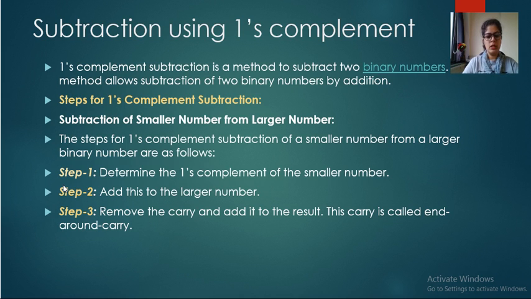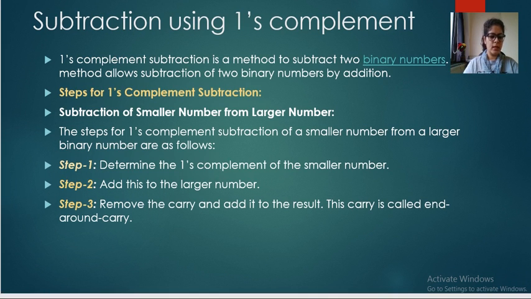Now step number 3 is, if there is a carry, there are chances that it can generate a carry at the most significant bit. So if there is a carry, remove the carry and add it to the result. If we get a carry, we have to remove the carry and add that carry to the least significant bit. Now I will show you with an example because it will be clearer to you with an example. So first of all, let's move to the example.